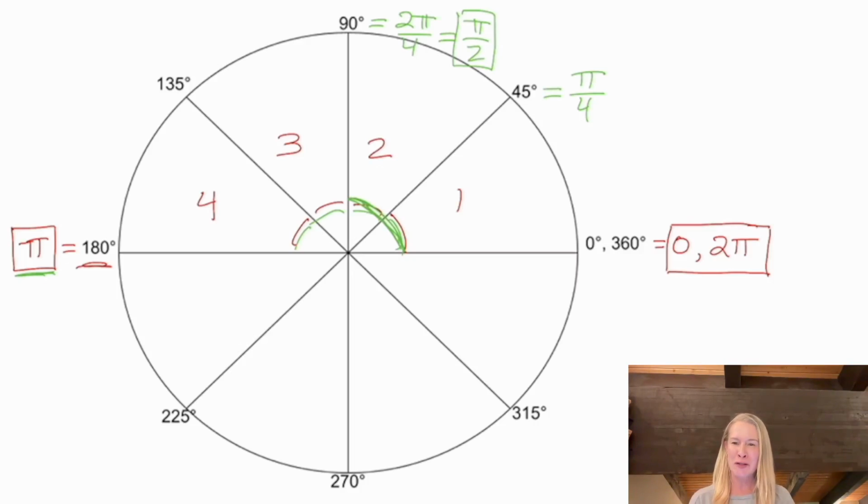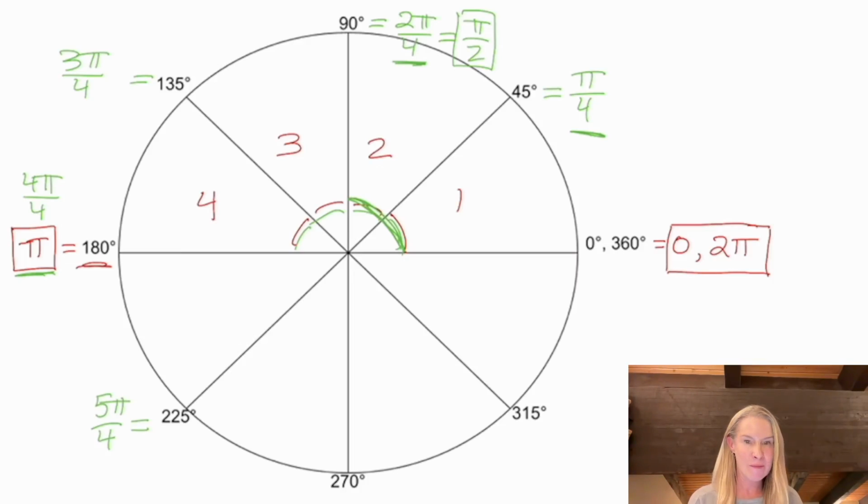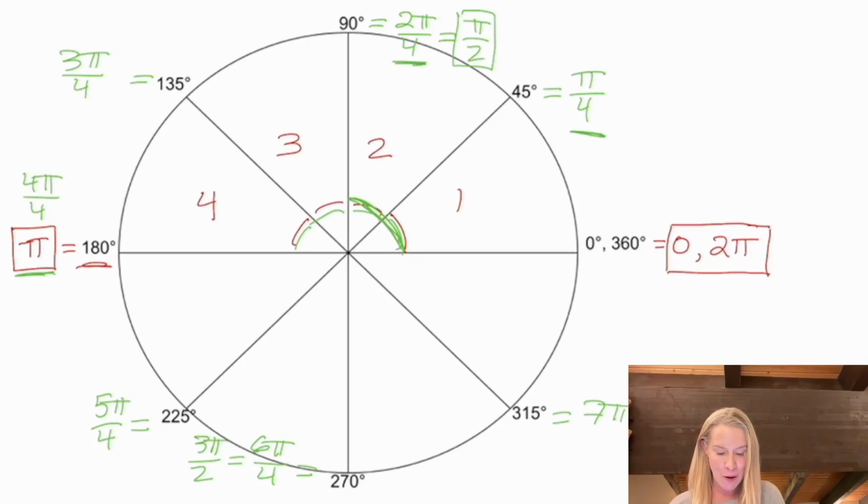So watch the pattern as it goes all the way around the circle. We had 1 pi over 4, 2 pi over 4. This one is 3 pi over 4. We have 4 pi over 4, which of course reduces to pi. 5 pi over 4. We have 6 pi over 4, which reduces to 3 pi over 2. We have 7 pi over 4. And finally, lastly, we have 8 pi over 4, which reduces to 2 pi.